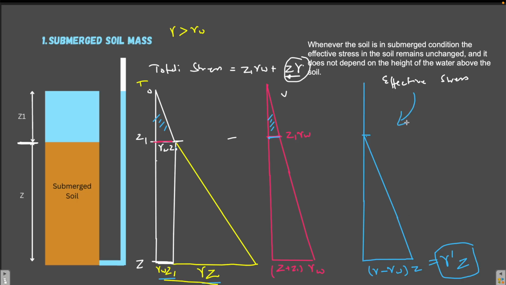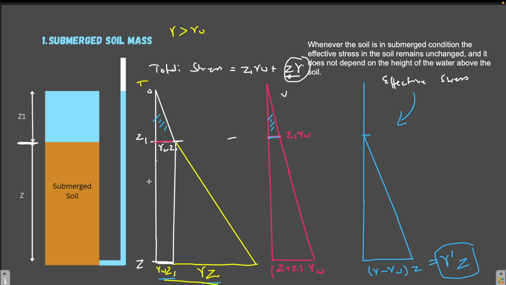I hope you understood this. This is very important. Whenever you have to find out the pressure diagram or the effective pressure in a soil which is in submerged condition, there are two ways. You can calculate the total pressure, then calculate the pore water pressure, and then subtract these two and find out what is the effective pressure.